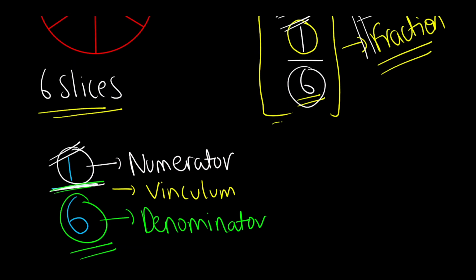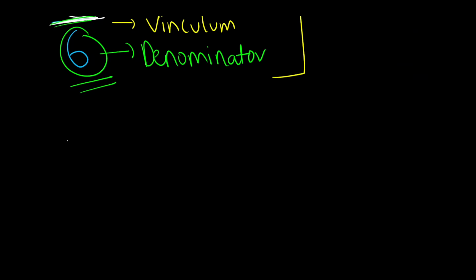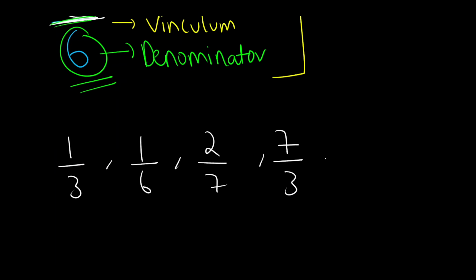So these are the 3 important components of a fraction. Keep these in mind. Now that we know what fractions are and their components, let's take a look at some examples. 1 upon 3, 1 upon 6, 2 upon 7, 7 upon 3, 9 upon 12, etc. All of these are examples of fractions.